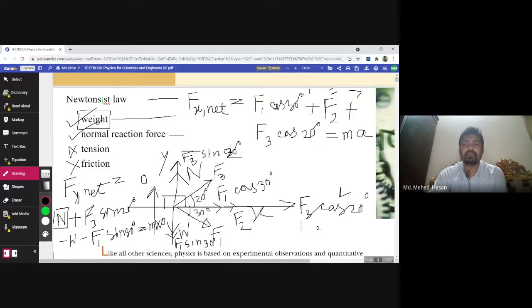Say the figure is given, F1, F2 and F3 are acting on an object. F1 is making a 30-degree angle and F3 a 20-degree angle, and F2 is acting horizontally rightward. Then the first question is draw the force and free body diagram. This is a 3-mark question. Second question, find out the acceleration of that object. This is a 4-mark question. And the last one, find out the normal reaction force, a 3-mark question. So this is the complete question set: 3, 4, 3, so 10. So this is the process basically.